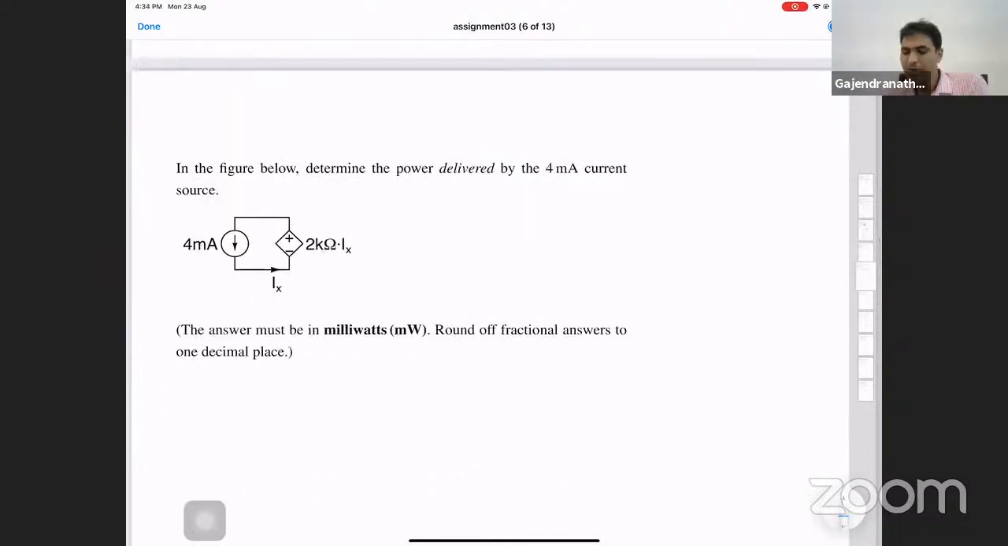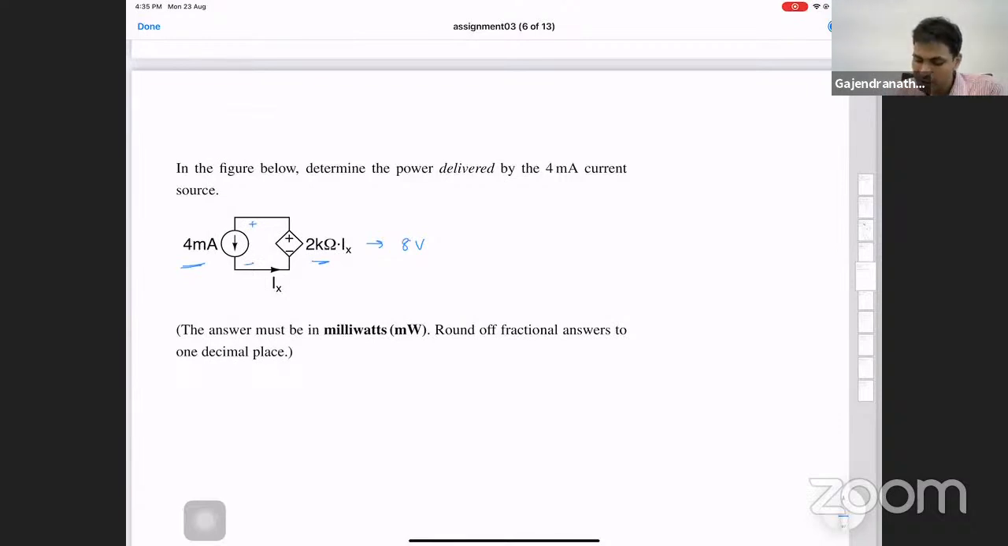Okay. In the figure below, determine the power delivered by the 4 milliamp current source. Now, if you see here, this current source is giving a current, and based on that the voltage here is defined. Correct? So we want to find the voltage across it. What is the voltage across this guy? It is 2 kilo ohms times Ix. What is Ix? 4 milliamps. So the voltage across the current source is 4 times 2, 8 volts.